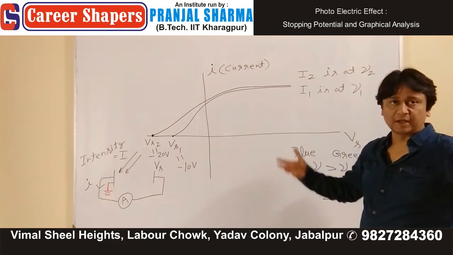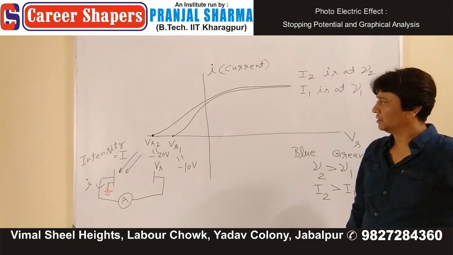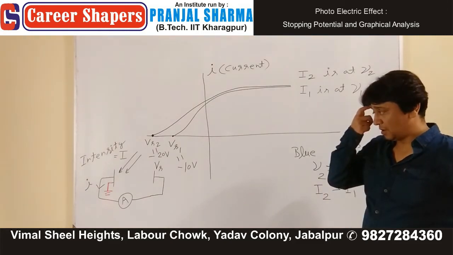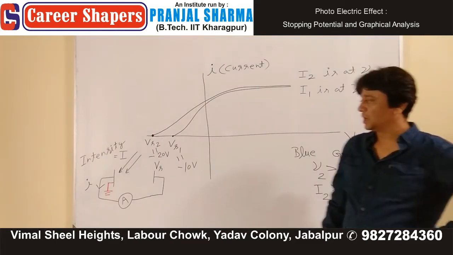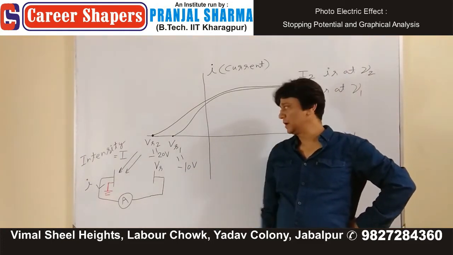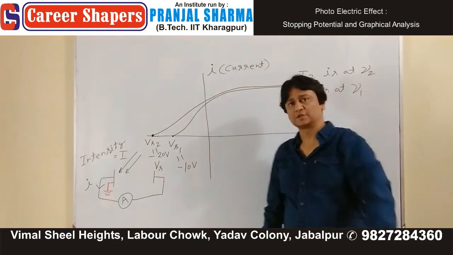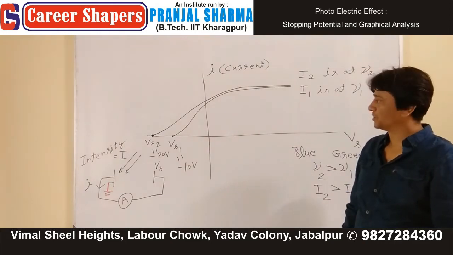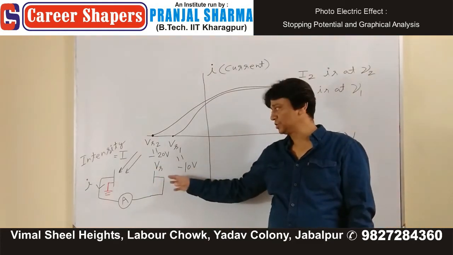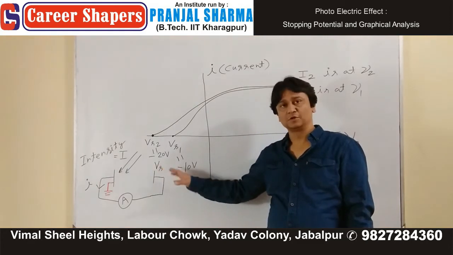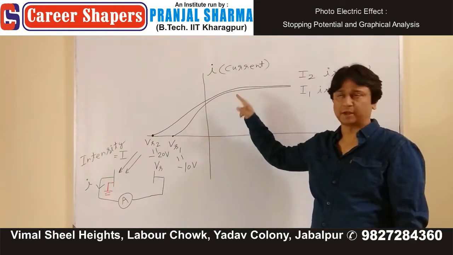As we increase the potential of the receiver plate, inside the bracket, make it more positive. Make it more positive. Some electrons can reach it, and therefore current starts increasing.